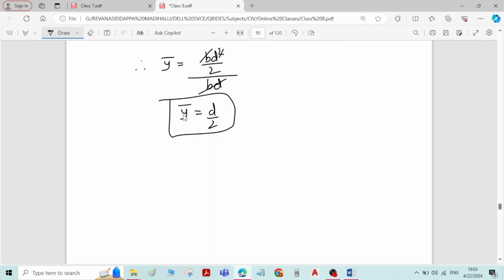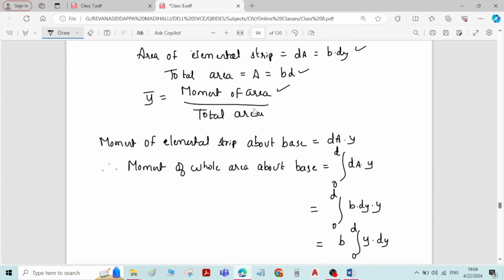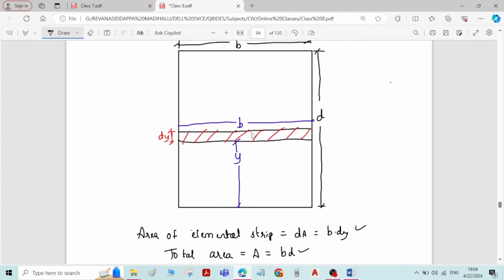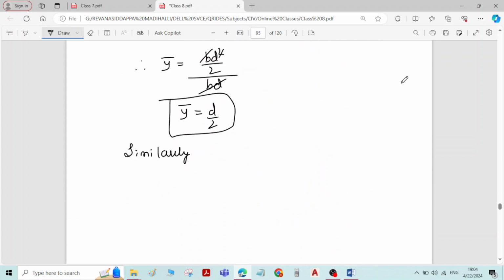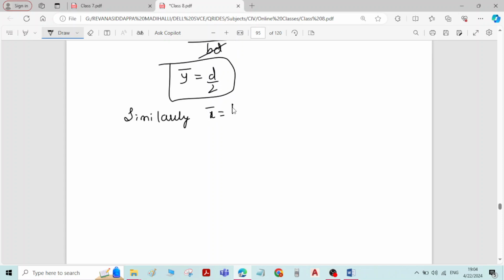Now we got the equation for y bar. At the last you have to write, similarly, by considering the vertical strip. Here we have considered the horizontal strip. Now by considering a vertical strip at a distance x from one of the sides of the rectangle, we will get an equation for x bar, that is x bar is equal to b by 2. No need to derive the equation for x bar, you just derive the equation for y bar, and similarly you write x bar is equal to b by 2.